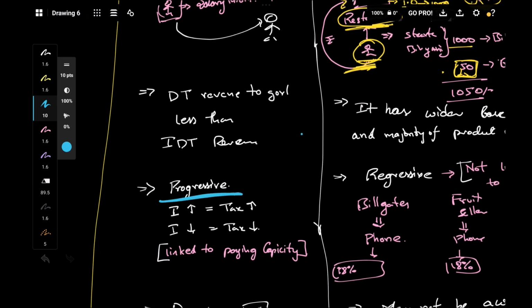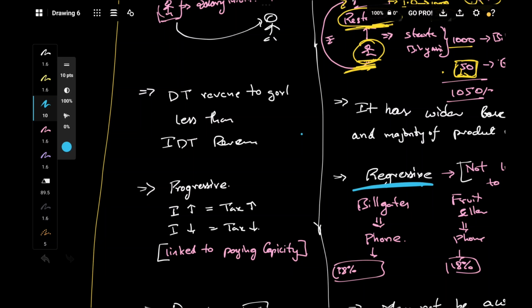DT is progressive in nature. That means it depends on the paying capacity of the person. If a person is rich and can pay more, he'll be charged more tax. If a person is poor, he can pay only less, then he'll be charged less tax. So we have slab rates and all for this.